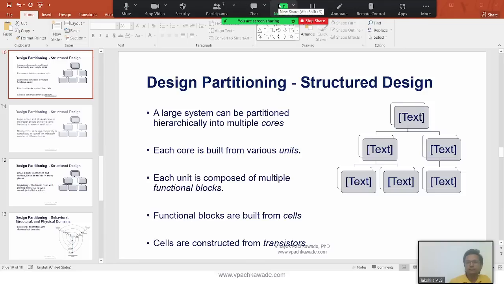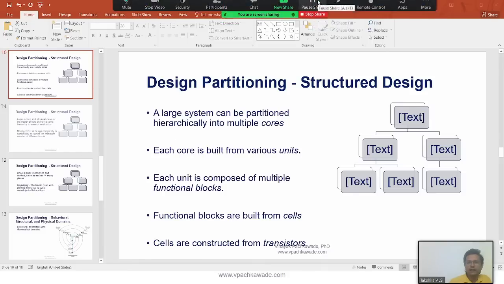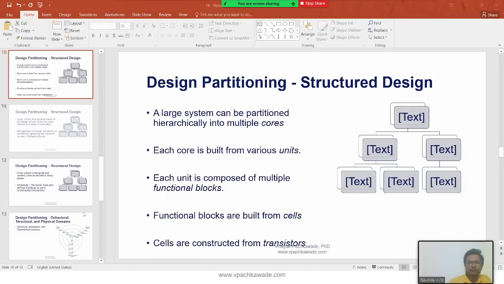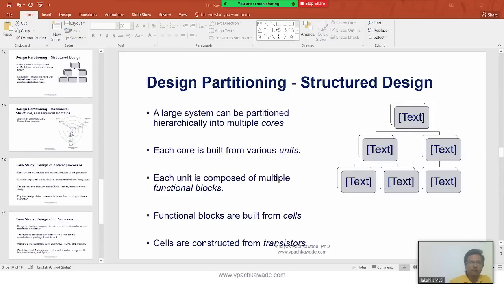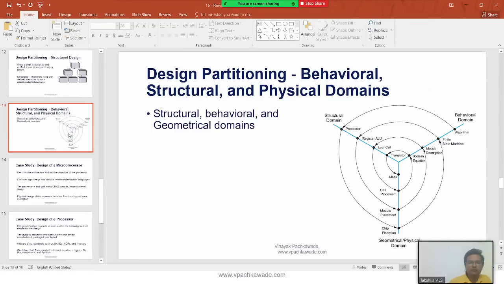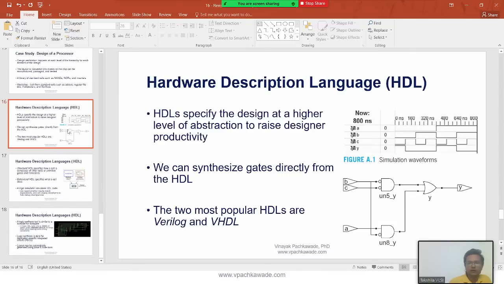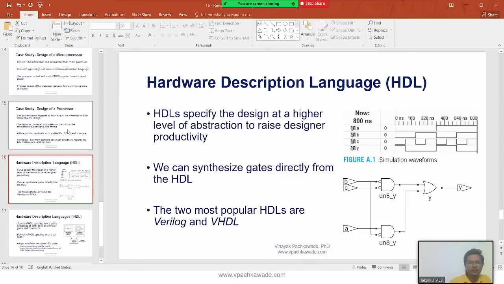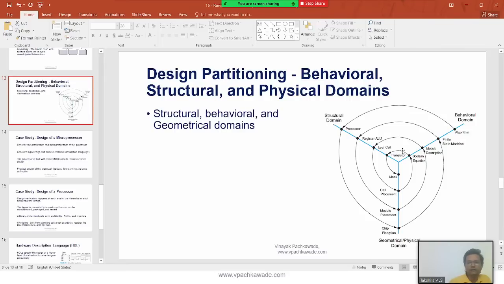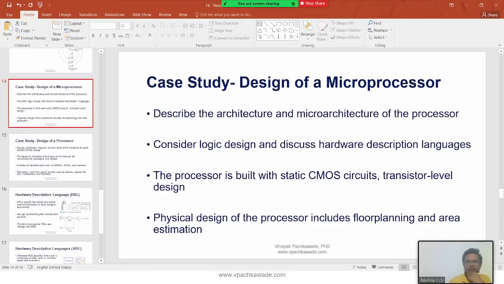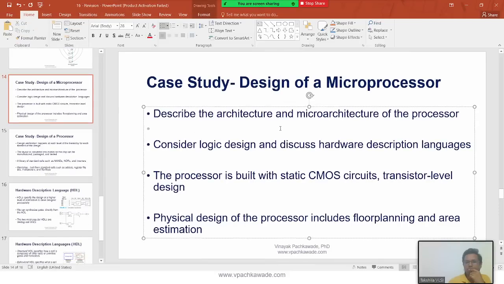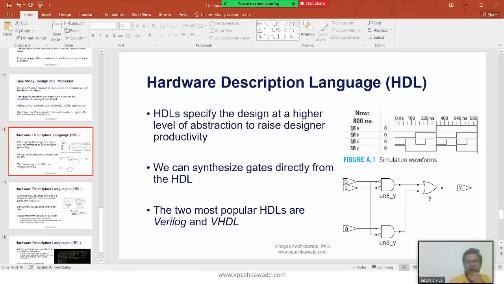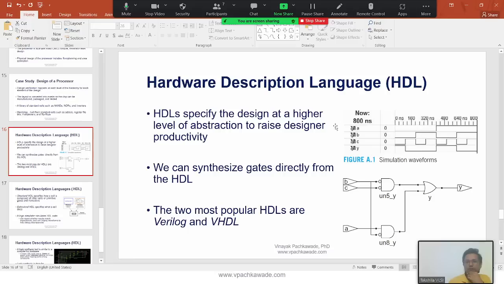Can you hear me? Yes, sir. On which slide did I start explaining the topic? Structural design. Structural design, right? Yes, sir. This slide? Completed, sir. Okay, completed. And this slide also, the case study? Yes, sir. Completed. This is also complete. Hardware description language. Are we here? Yes, sir. Okay. Sorry for the interruption.